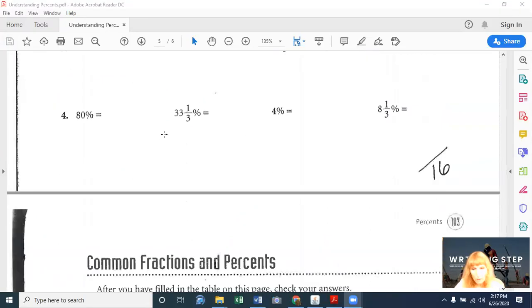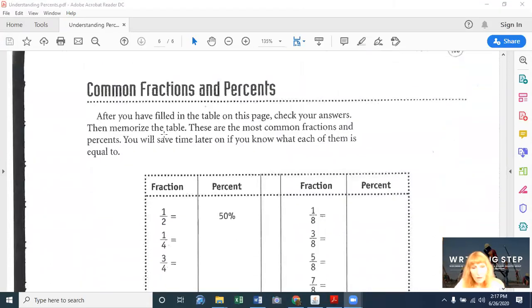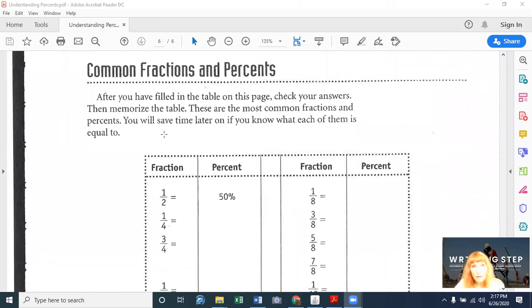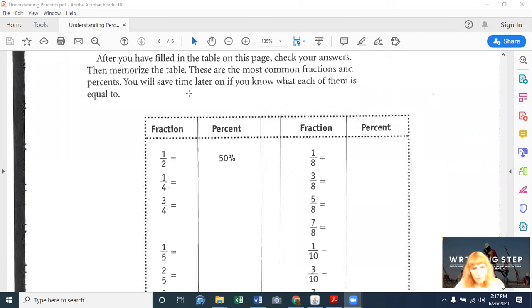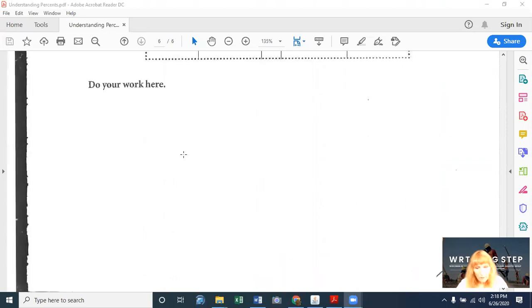Let's move on to a new concept here. This one here is common fractions and percents. Again, they just want you to get familiar with some of the very common ones. And I said the 1/2, 1/4, 3/4 one is a very common one. So 1/4 is 25%. And 3/4 is 75%. So you can go ahead and do some of those other ones and get familiar with what those would be. And start kind of memorizing some of those. And that is the end of the packet.